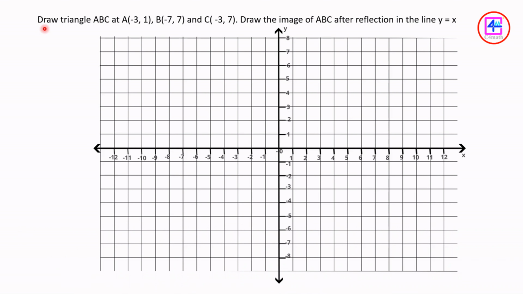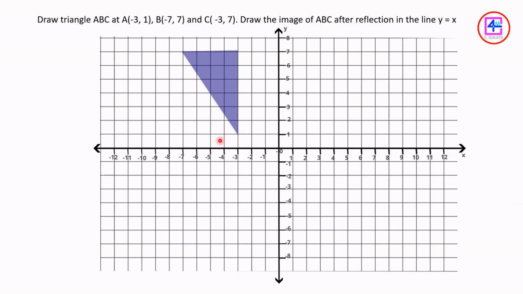Here is the question: draw triangle ABC at A(-3, 1), B(-7, 7), and C(-3, 7). Draw the image of ABC after reflection in the line y = x. First, we can plot the points and draw the triangle.